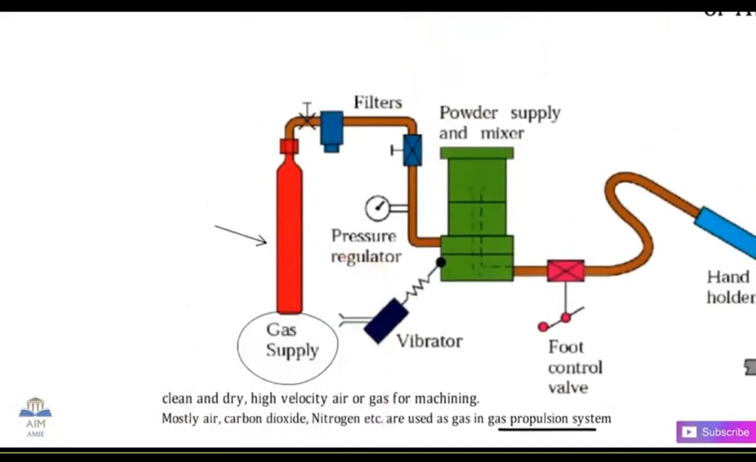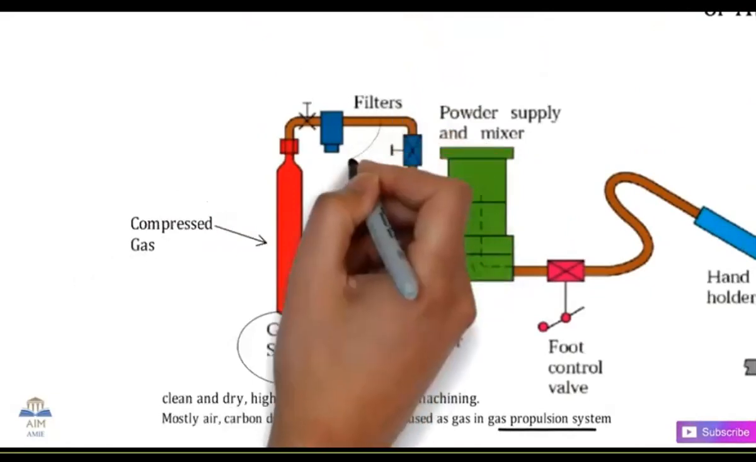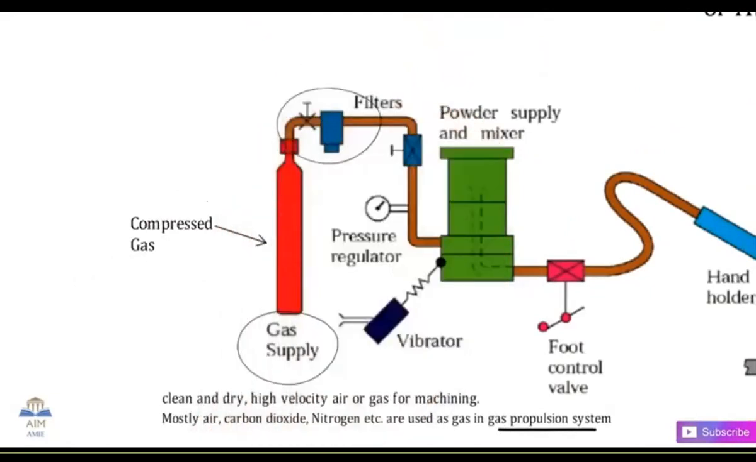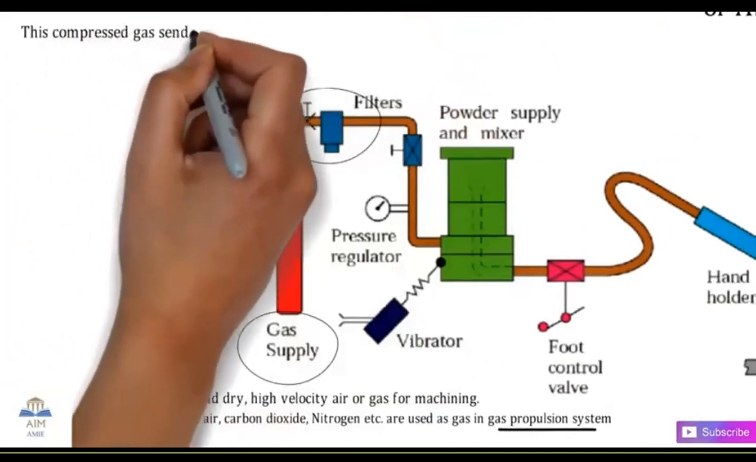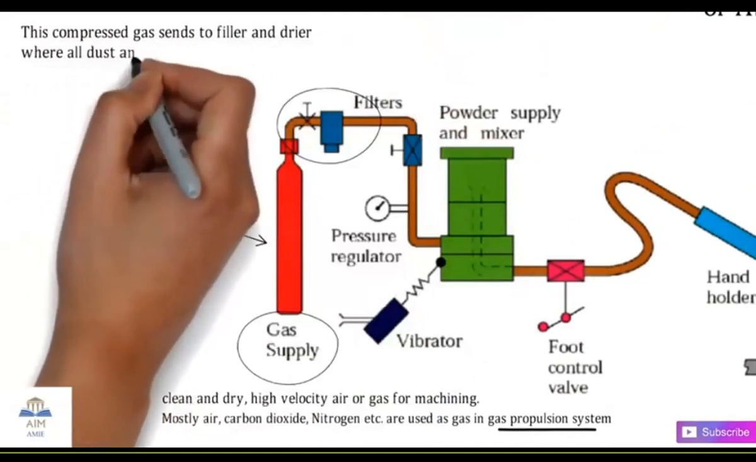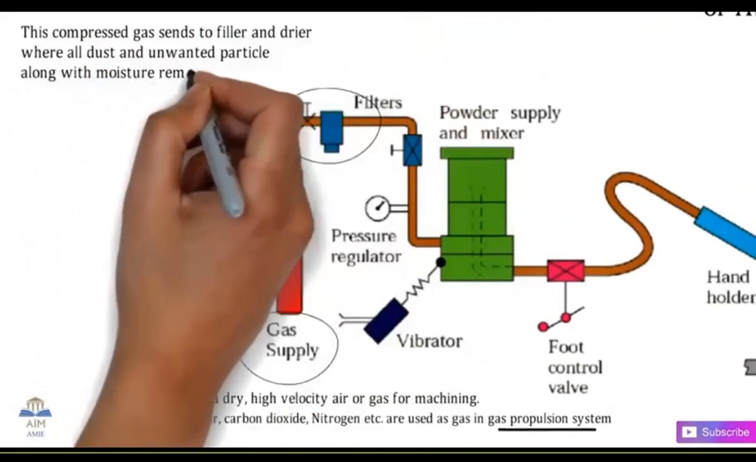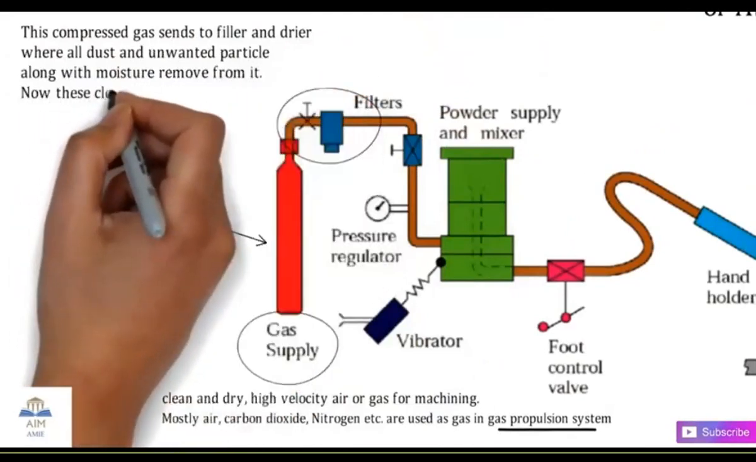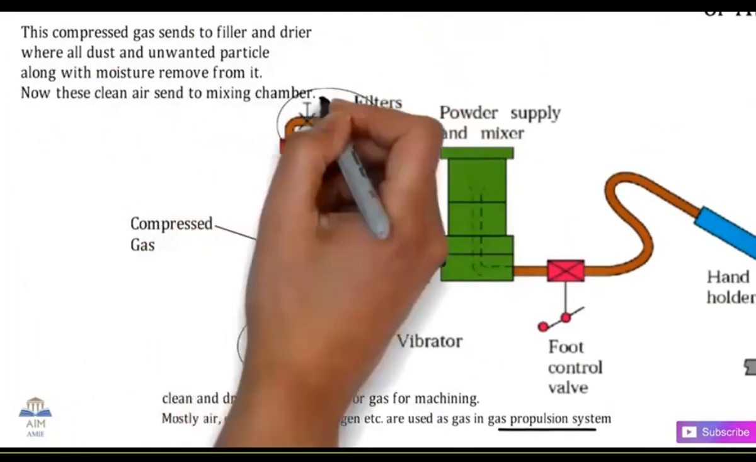When we talk about gas propulsion systems, there are similar components. The first one is the compressed gas stored inside the cylinder, which is followed by the isolation valve and the filters. This compressed gas is then sent to the filter and the dryer, where all the dust and unwanted particles along with the moisture get removed from the air. Now this clean air is sent to the mixing chamber.